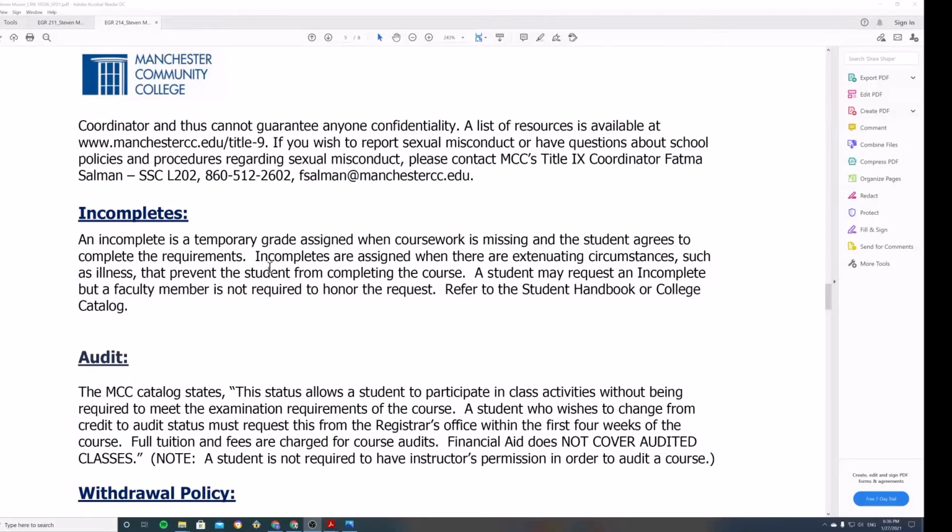Incomplete. If there's some extenuating circumstance where you're unable to complete the course by the end of the semester, and you have some work that needs to be finished, we can typically honor this. It's not required, but I have honored this in the past. I don't think I've ever denied anyone. There's a certain requirement: you have to finish all the work by a certain number of weeks into the next semester. So there's not a lot of time to finish it, but you do have some additional time.